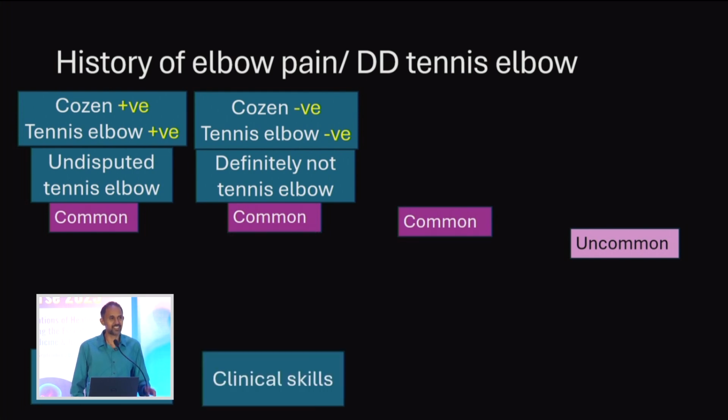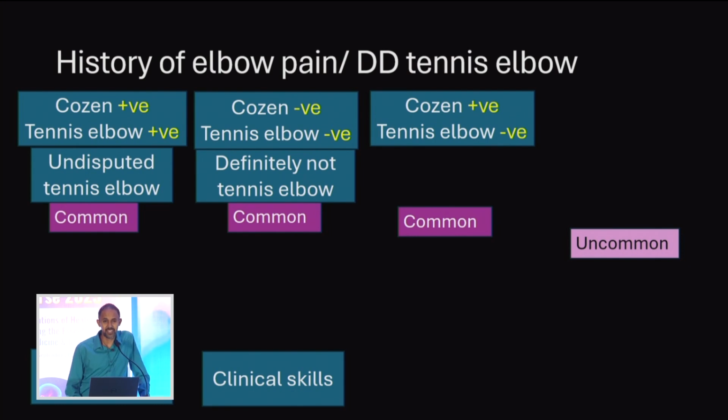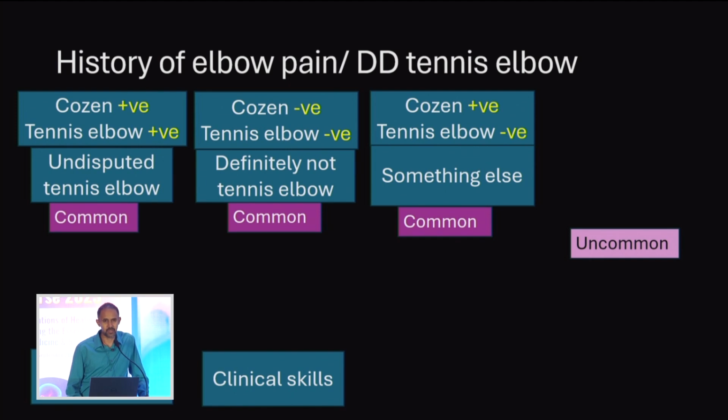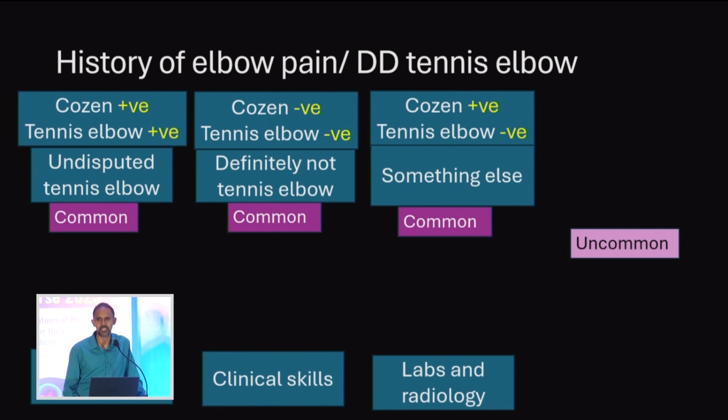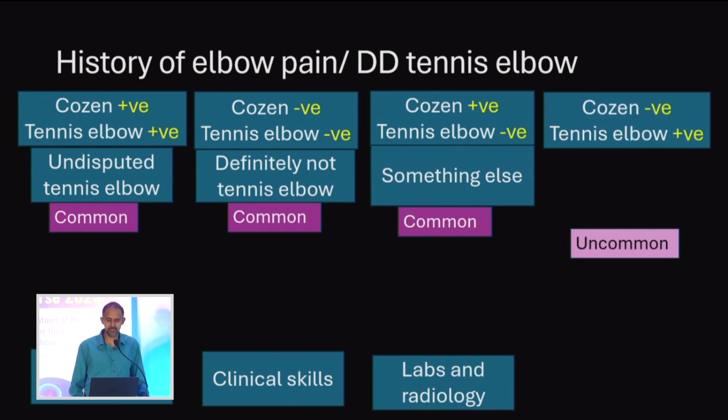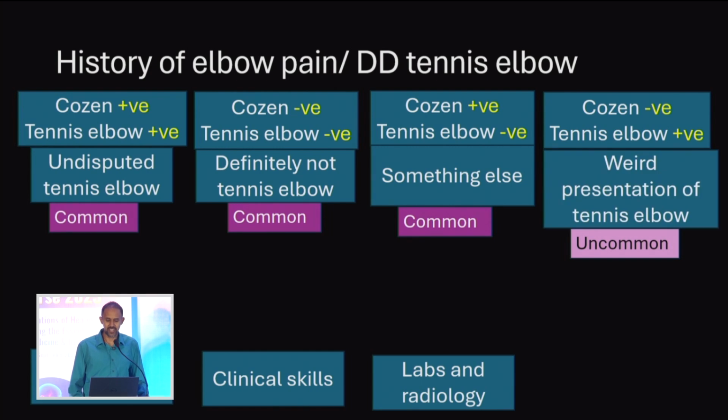But again, clinical skills will help you understand what is not and what is. You do it enough, you get better at it. Cozen's positive, tennis elbow is not there. That's a differential diagnosis, but luckily, if you can't figure it out, labs and radiology will actually help you figure that out. They will tell you what you can't see with your own mind and eyes, right? The hard part, like I said before, is Cozen's negative, but there's actually a tennis elbow, but the test isn't really going in that favor, right? And it's a weird presentation of a common condition.